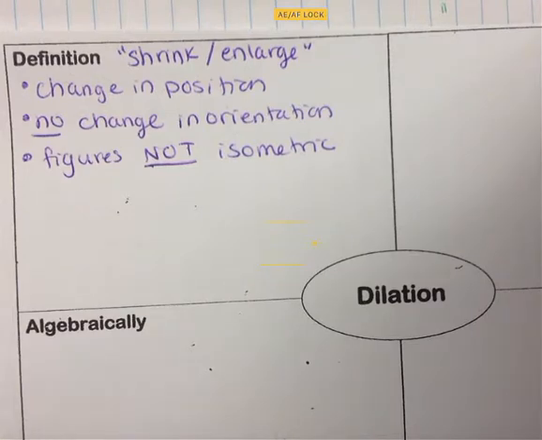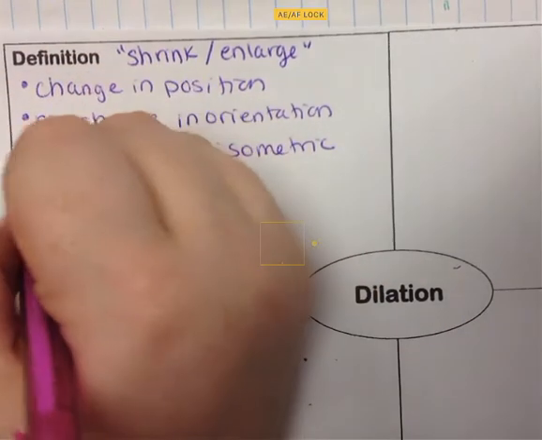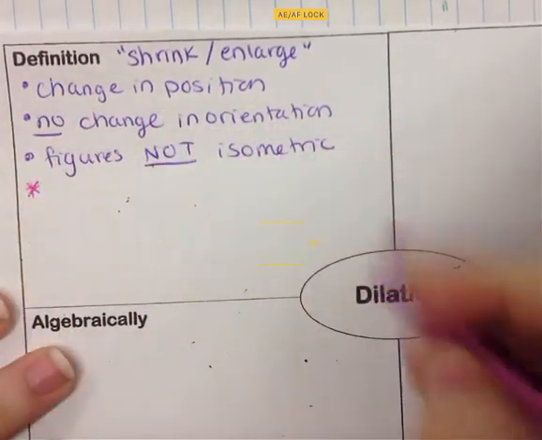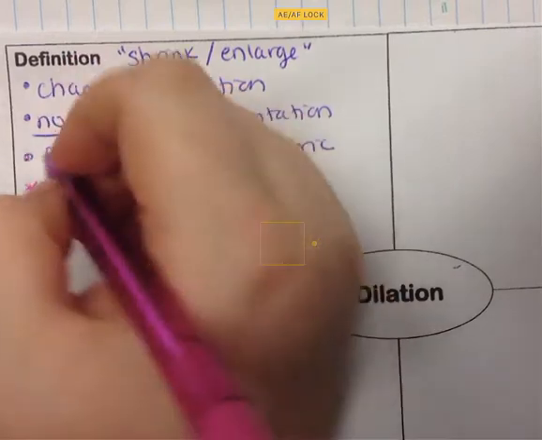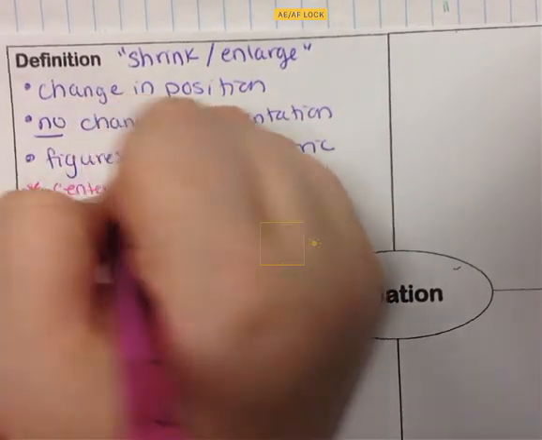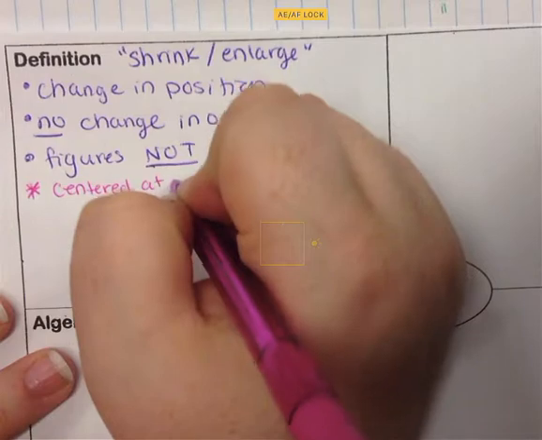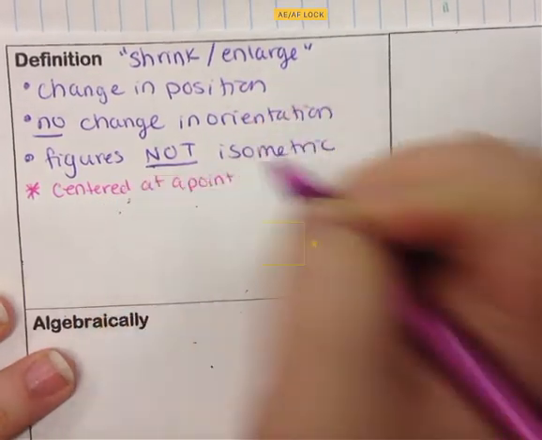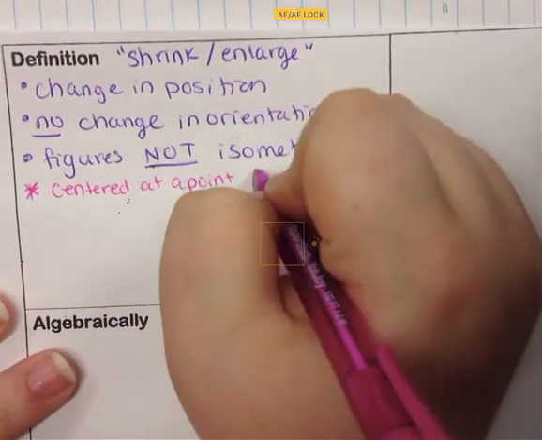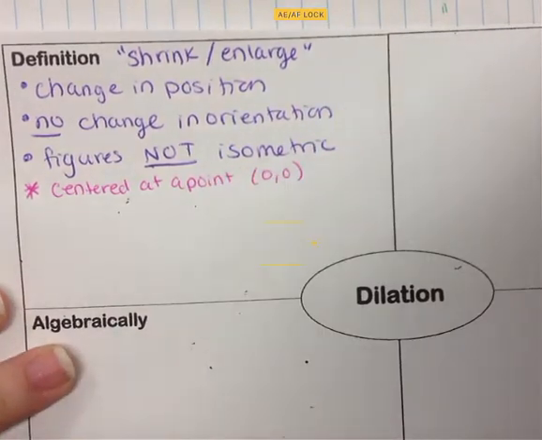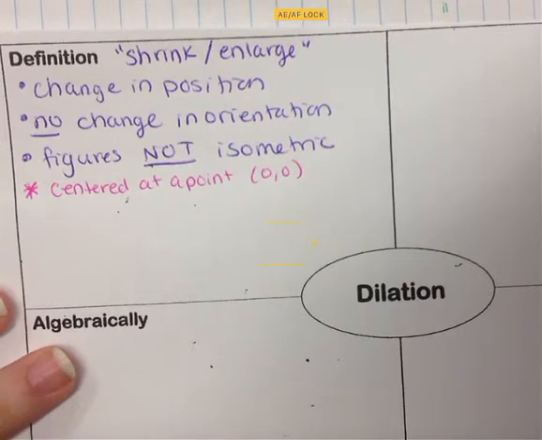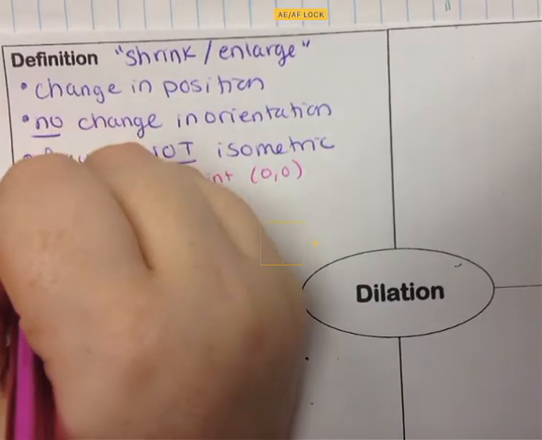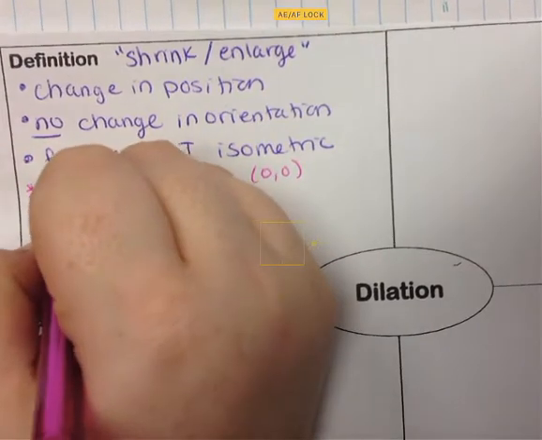Now, there are a couple of things about dilations that we need to remember. The first one is that dilations, yes, it's pronounced dilation, not dilation. There's no extra A. Dilation is centered at a point, which in most cases for the rules, it'll be at 0, 0, the origin. You can change it to be centered at another point, but you have to do composite transformations to be able to do that.